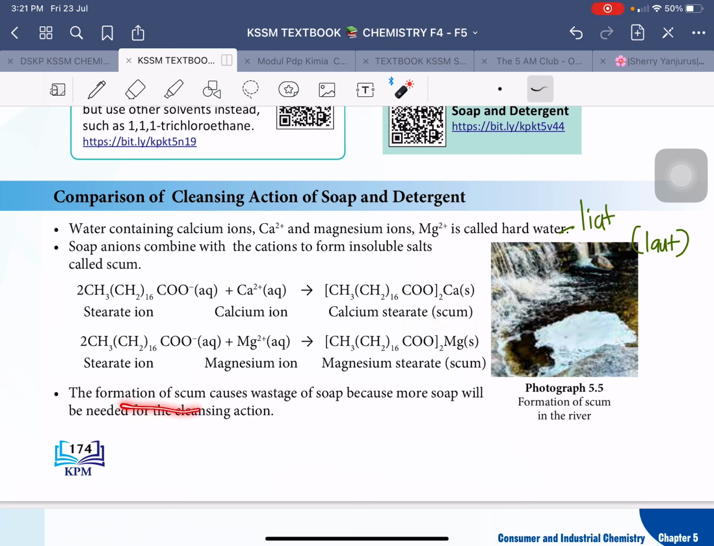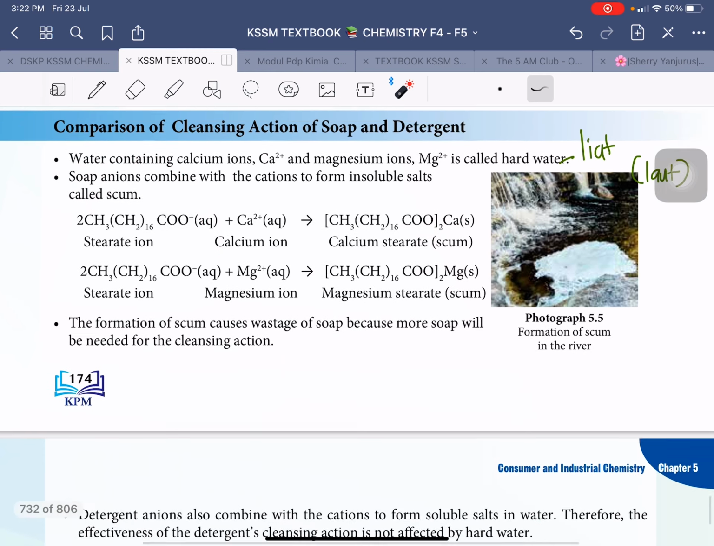So the formation of scum causes wastage of soap because more soap will be needed for cleansing action. Membazir. Bukan tidak bersih juga. Jadi tidak bolehkah cuci baju guna sabun? Boleh juga kasih bersih the yellow part, scum part. Tapi you will use a lot of soap. You will use more soap. Itu kalau sabun, because they are going to form scum if you use sabun.